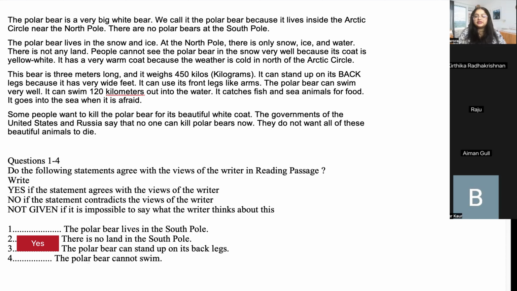Now, the last question is, the polar bear cannot swim. Let's read the question further. Now, it's available in the next line itself. The polar bear can swim very well. So, there is an exact contradiction.